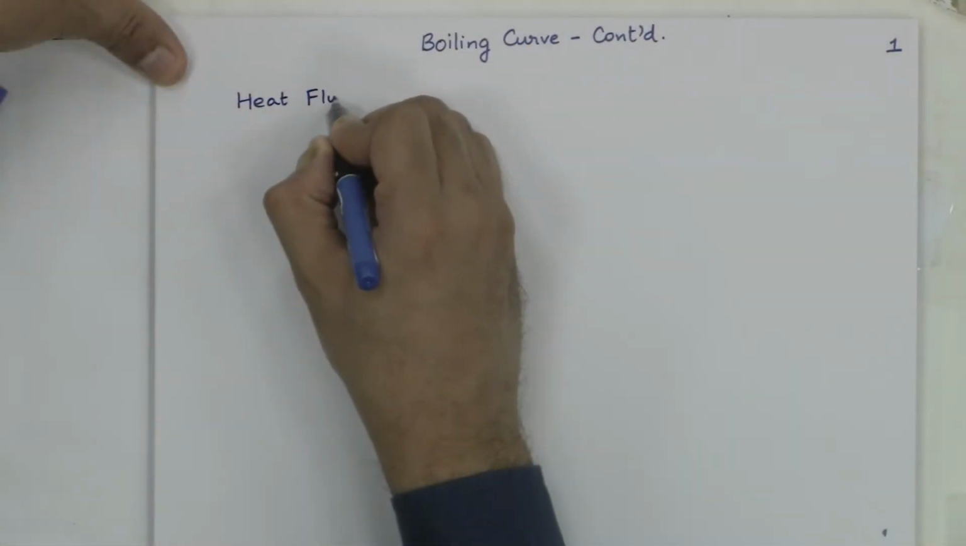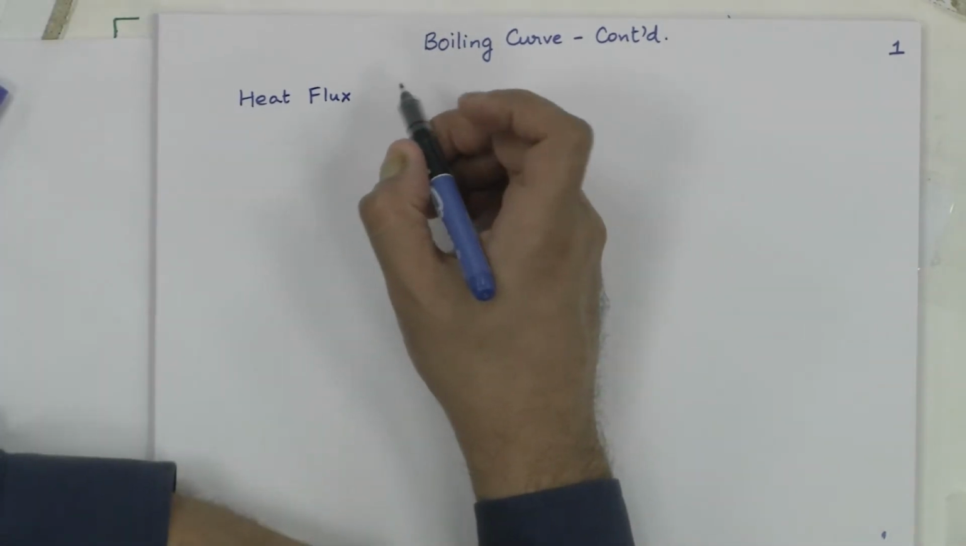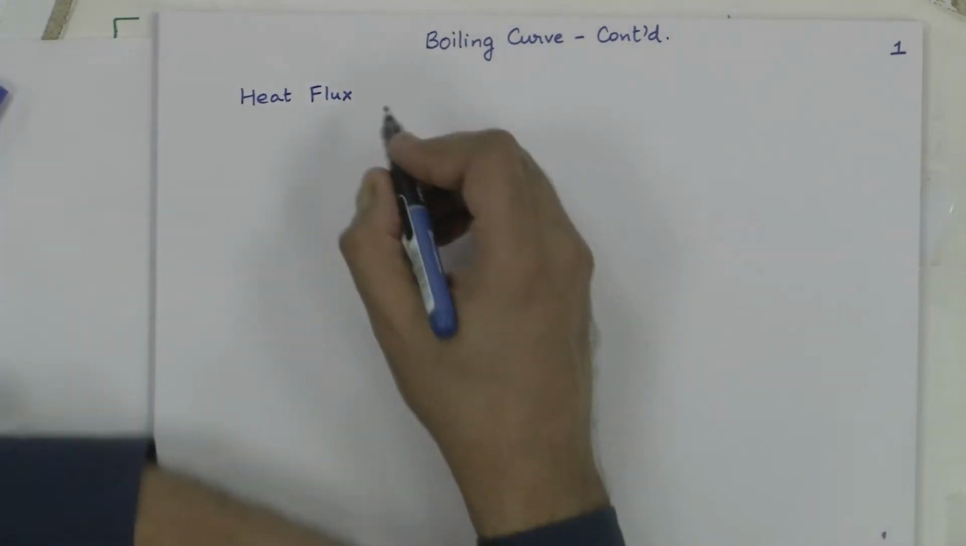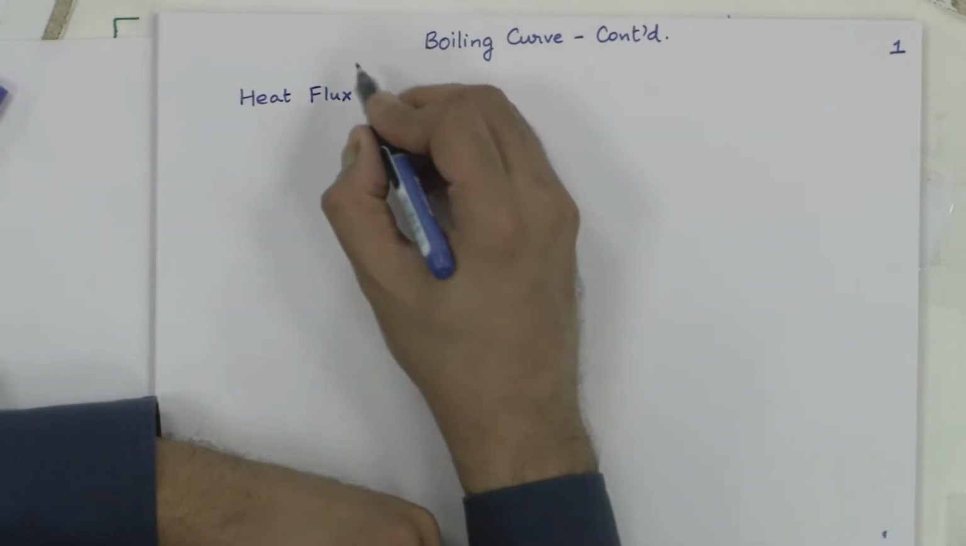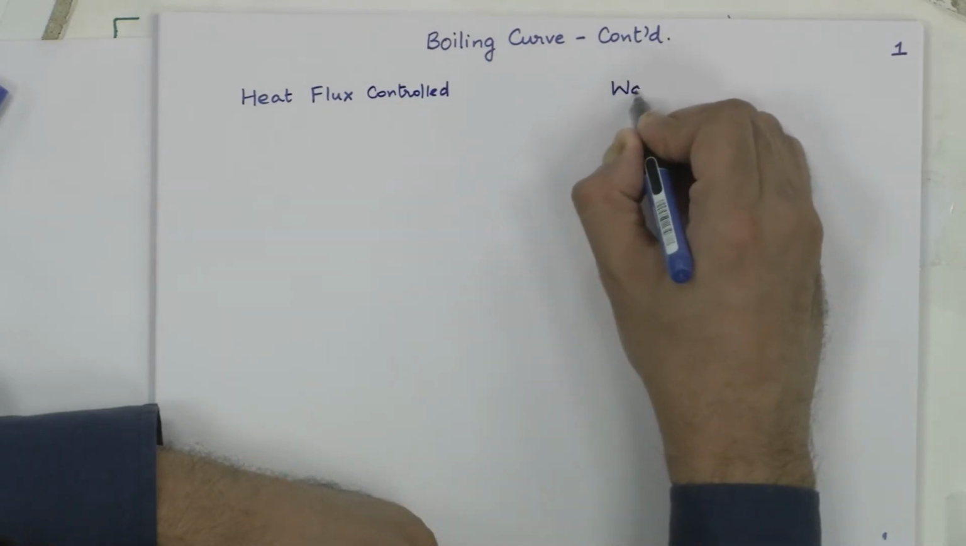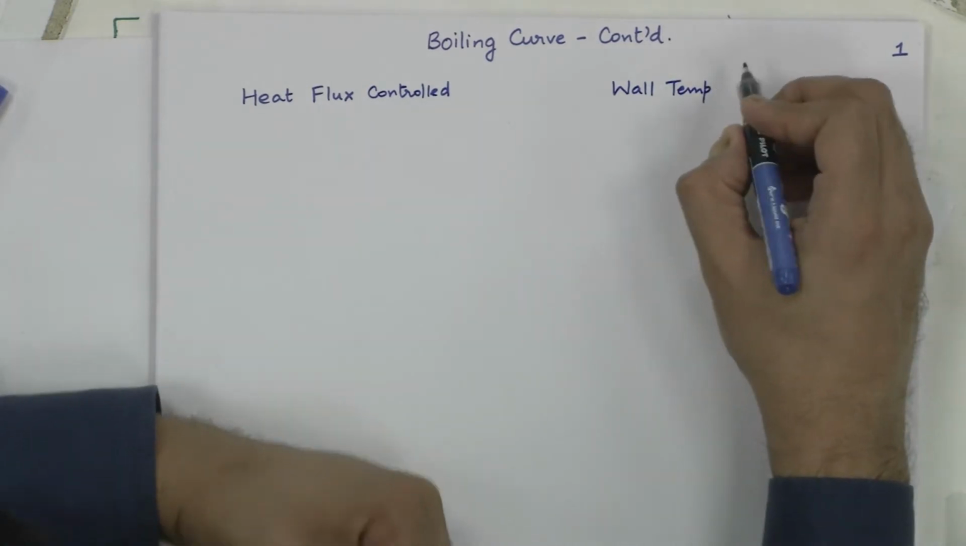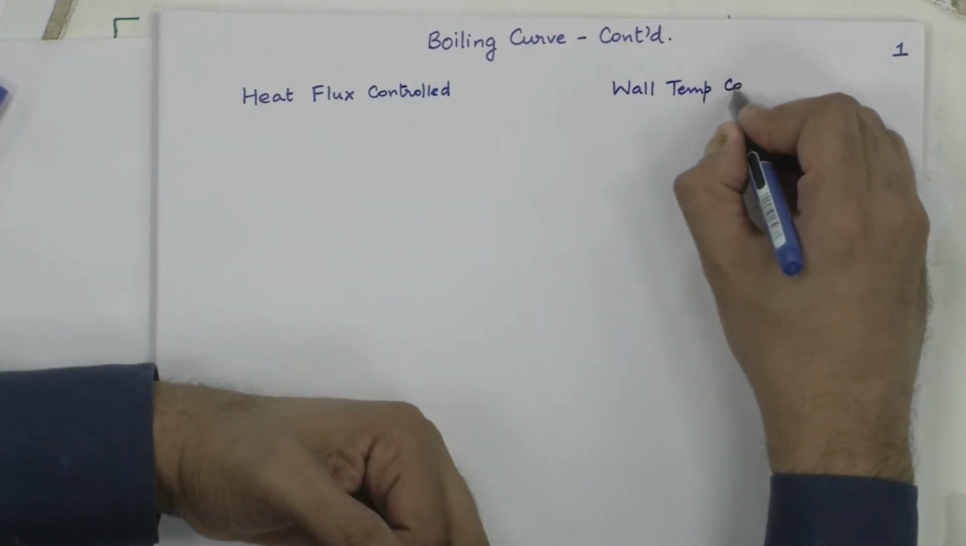By that I mean, heat flux control would mean that you are able to control the heat flux and allow it to remain constant for a given amount of time, increase the heat flux to a new value after that, and then proceed in this manner. So, heat flux controlled and wall temperature control, these are the two types of experiments that are done to generate the boiling curve.